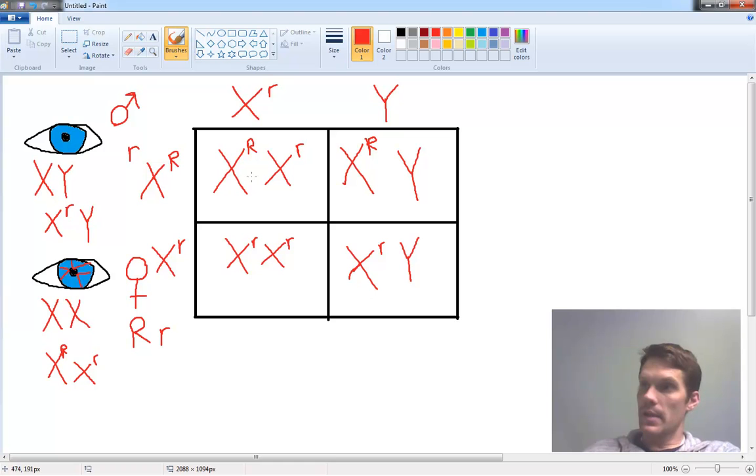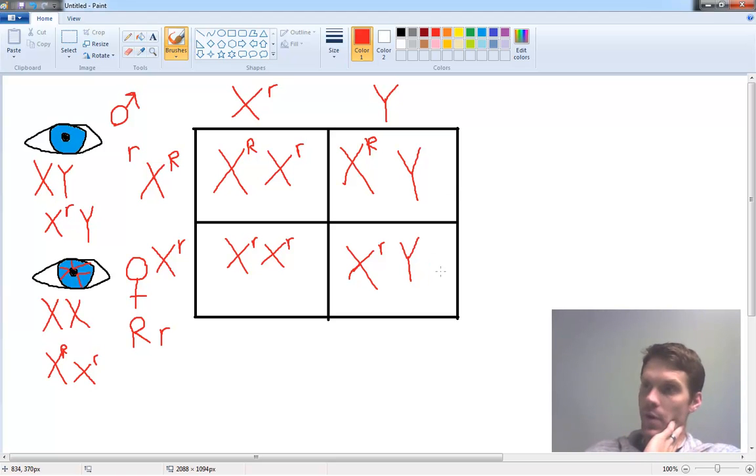Okay. To add up the probability of girls, we just say, okay, this one has 2 X's, so it's going to be a girl. This one has 2 X's, so it could be a girl. So, and then there are 4 possible, so 50%, 2 out of 4. Same thing for males, 2 out of 4, 50%.